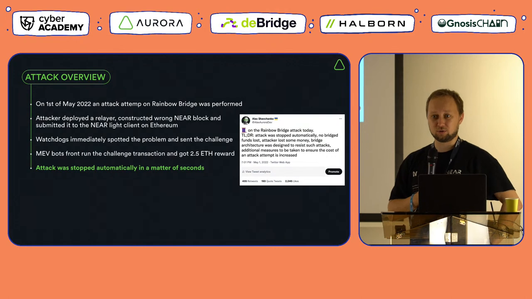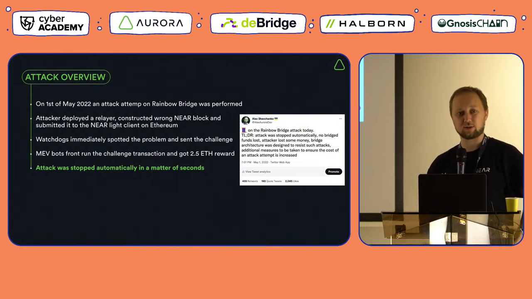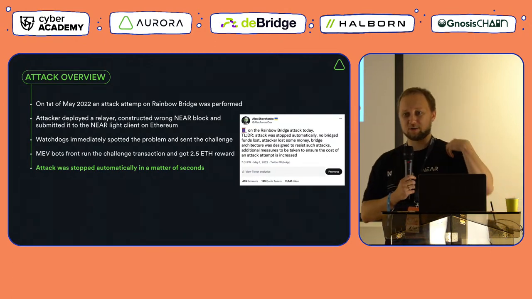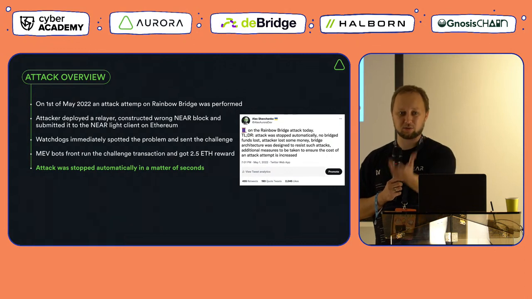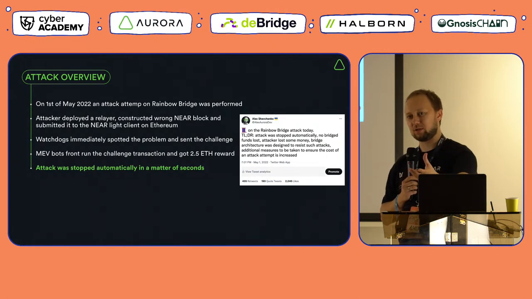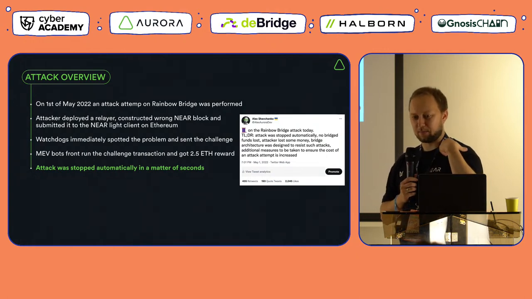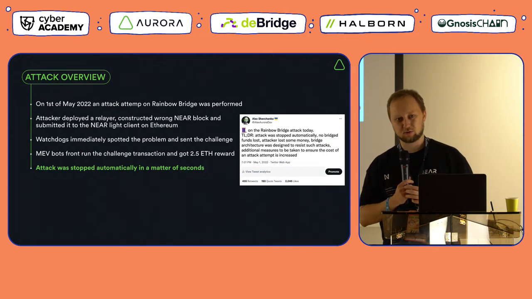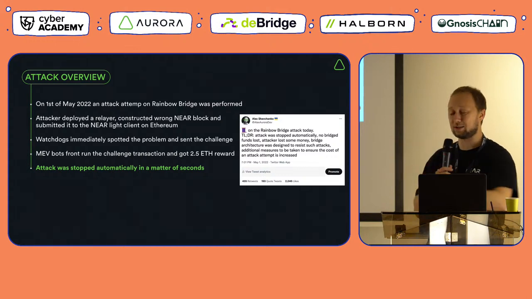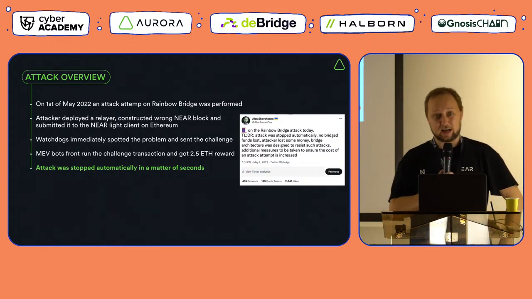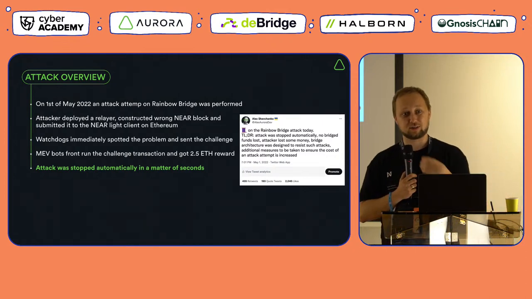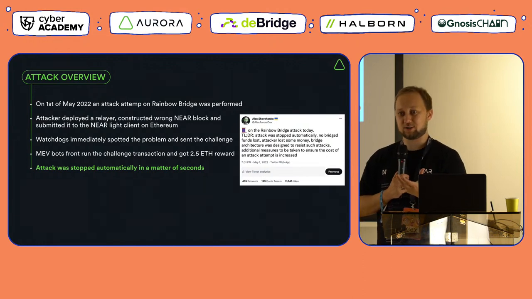Somebody was trying to do exactly what I just described here. So he just, in a single transaction, did two actions, one after another. He applied to be a relayer, staked 5 ETH, and sent the fabricated block to our RPC, to our NEAR light client. And what happened is that watchdogs immediately spotted that something is wrong and submitted the challenge transaction.